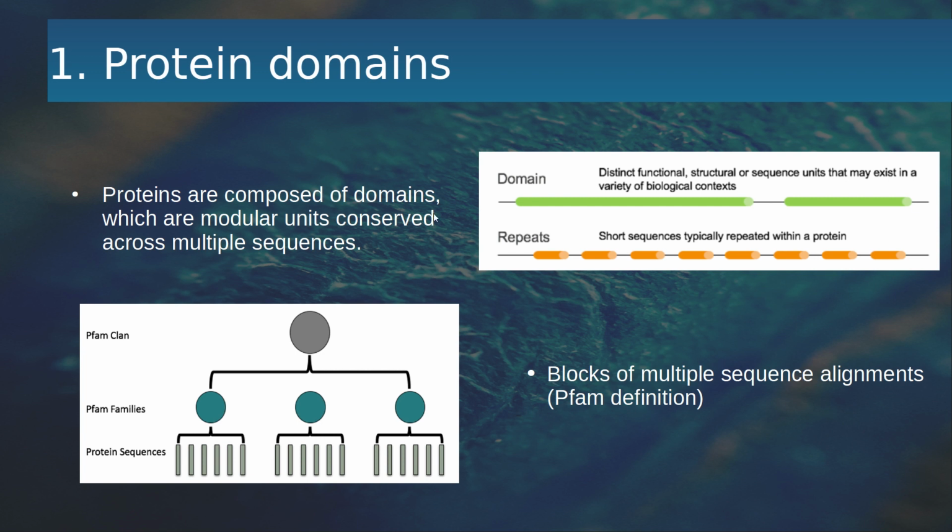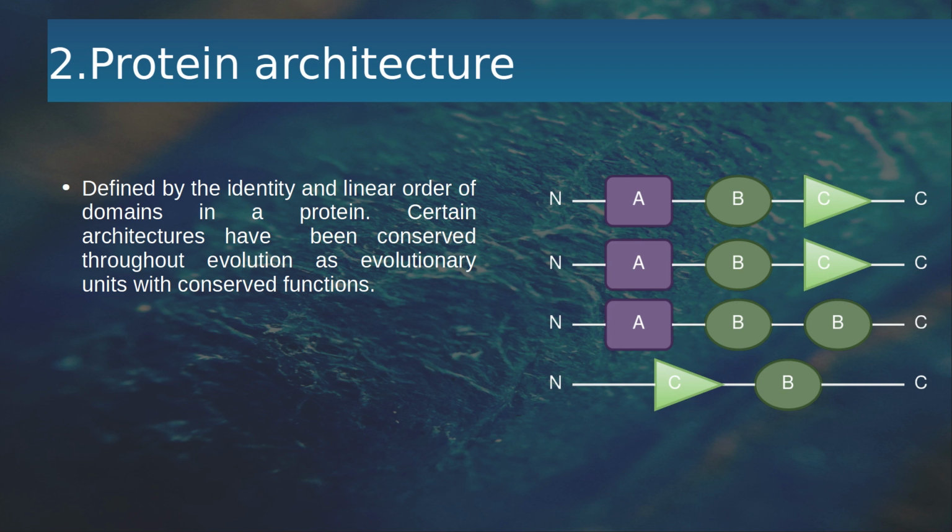One of the ways to define domains is as blocks in multiple sequence alignments, representing conserved regions across related protein sequences. This is the Pfam database definition that we will use in this study. Protein architecture is defined as the linear arrangements of domains. They can occur as single isolated domains or in combination with other domains, forming intricate architectures. Understanding the distribution and arrangement of domains within proteins is essential for unraveling their functional and evolutionary significance.